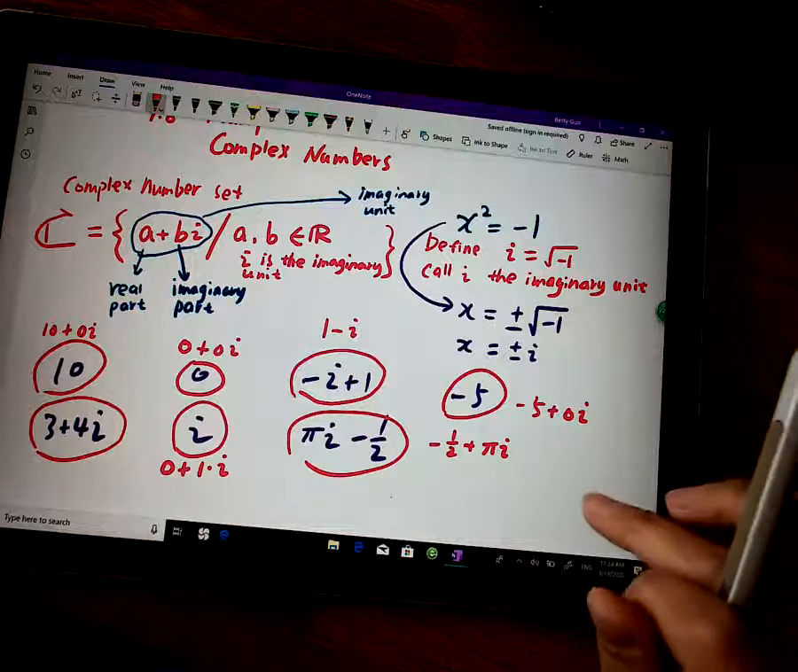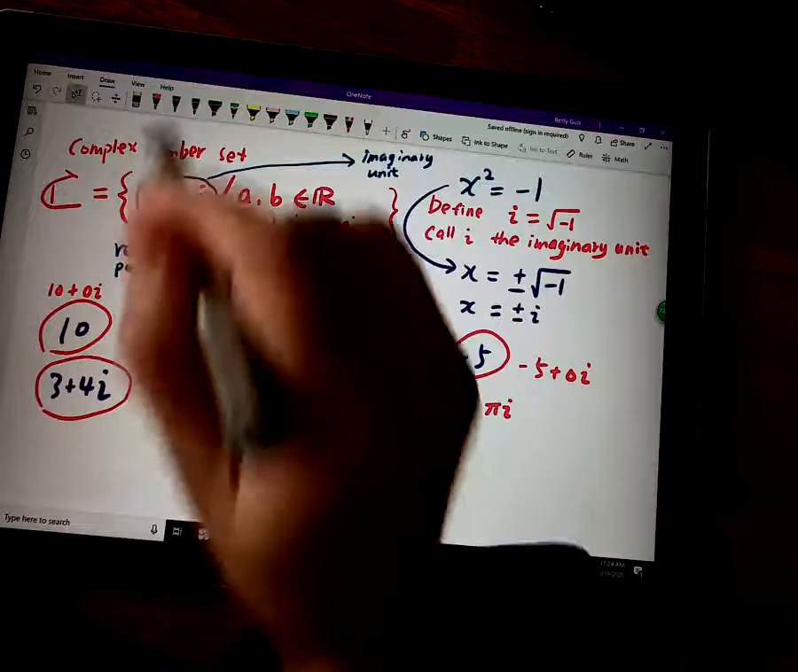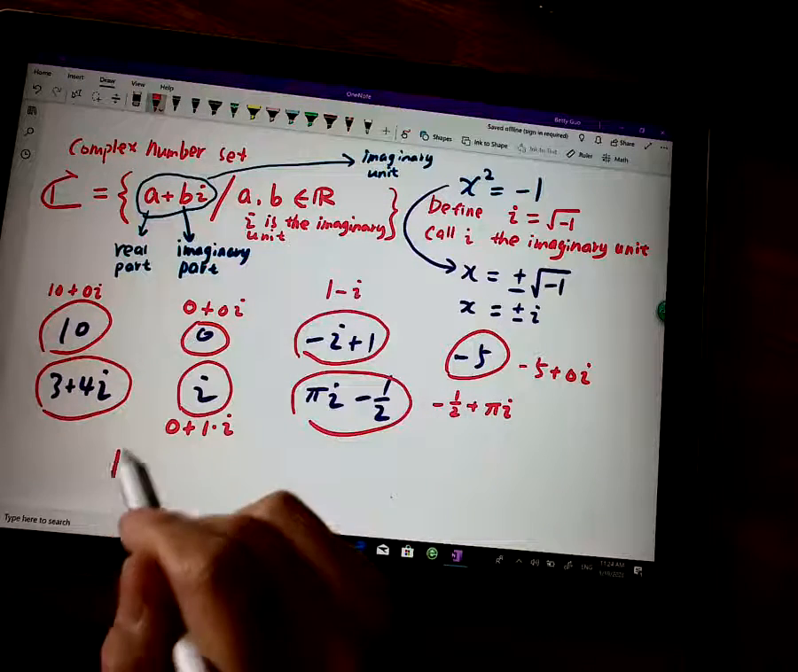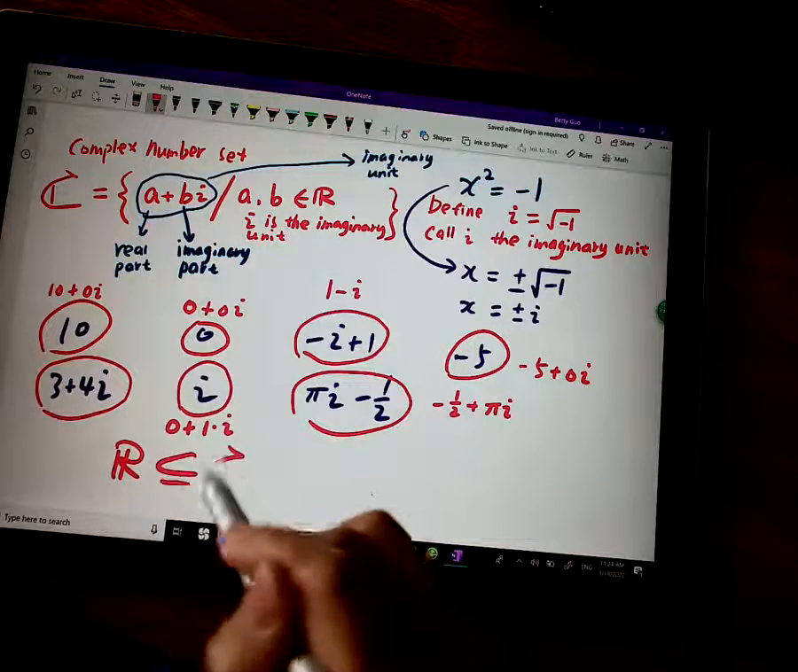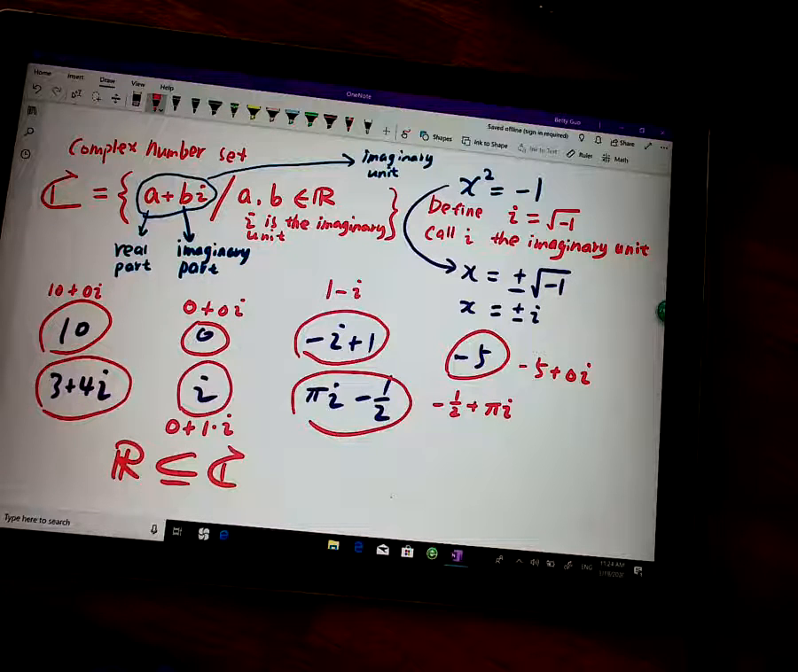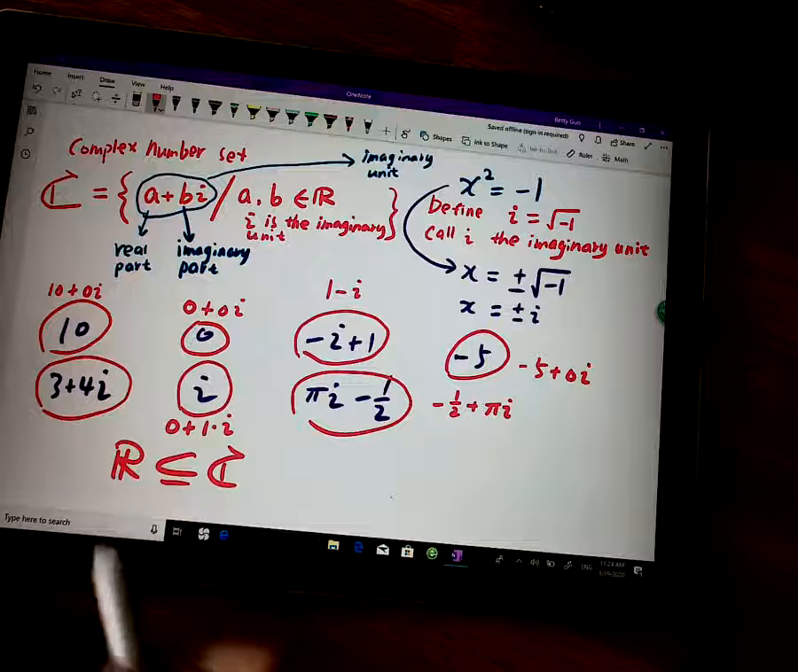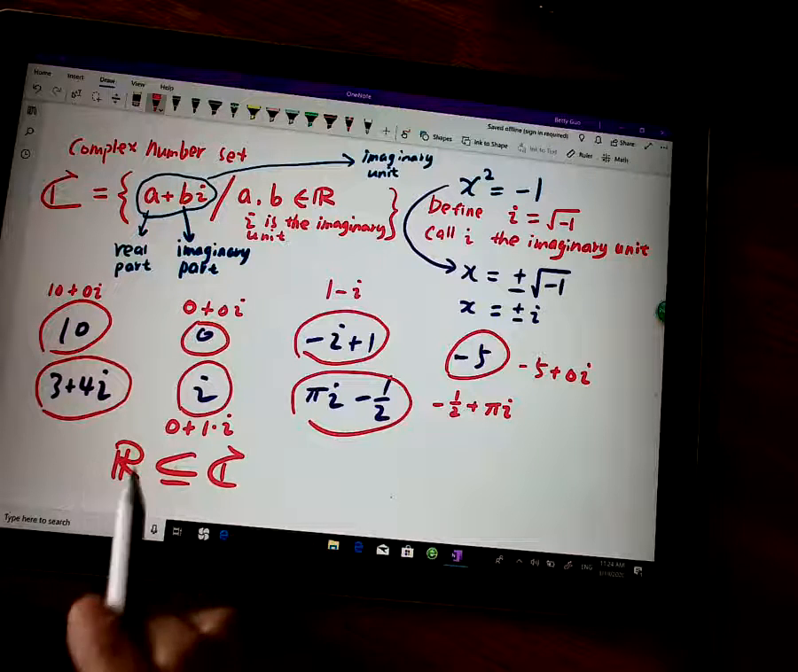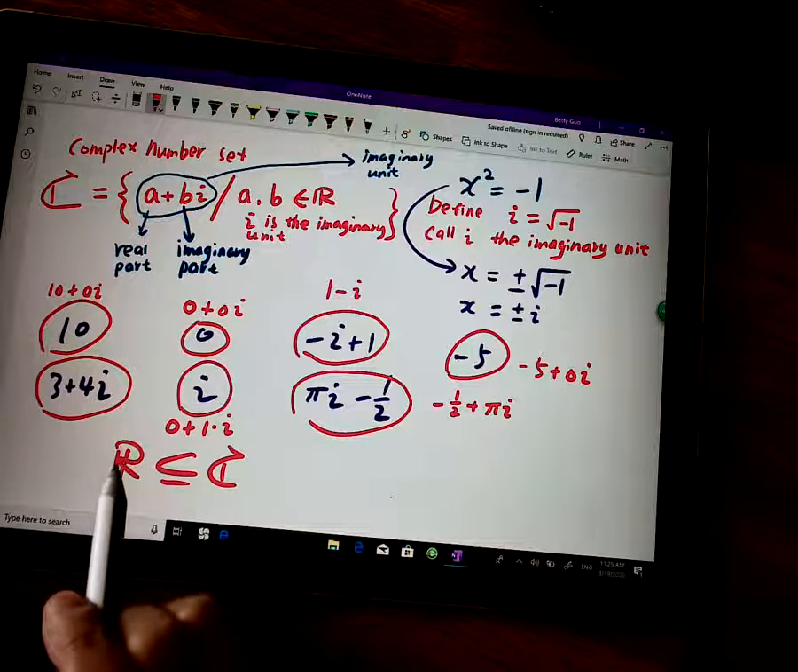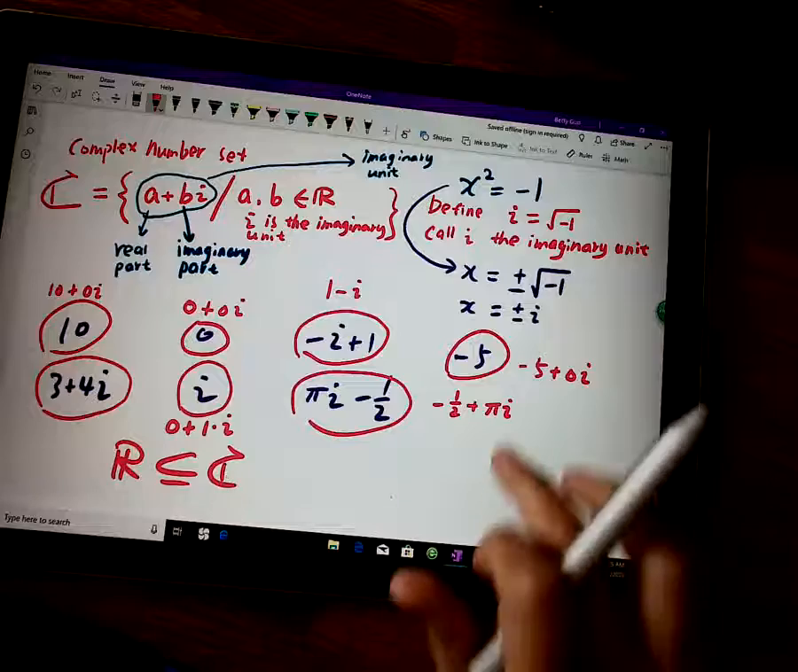Is that clear? So what happened here is the real number set is a subset of the complex number set. Sorry, the real number set actually is a subset of the complex number set. You can see we did expand the number system from the real number set to the complex number set.